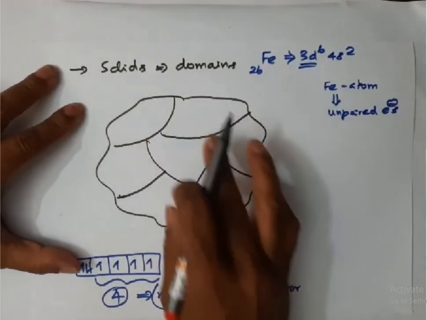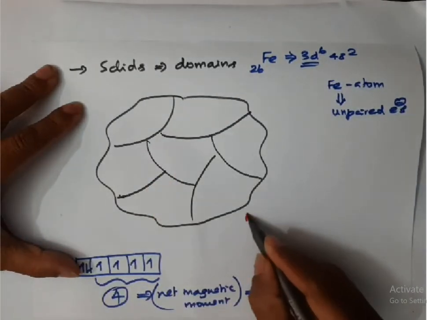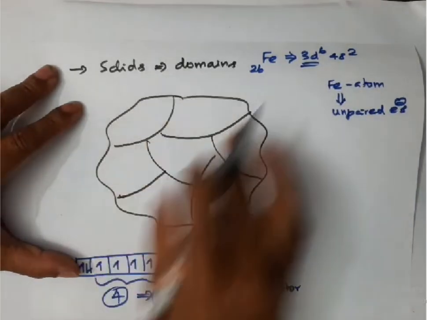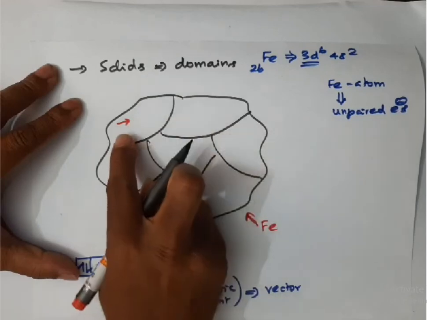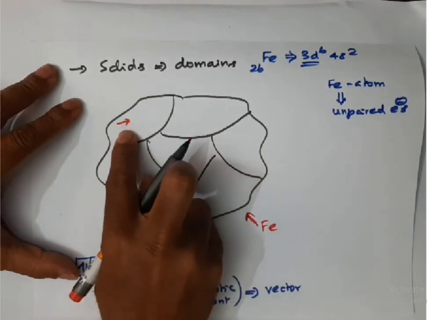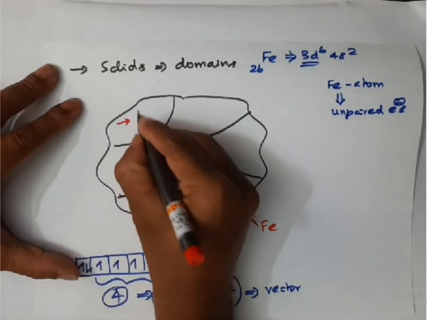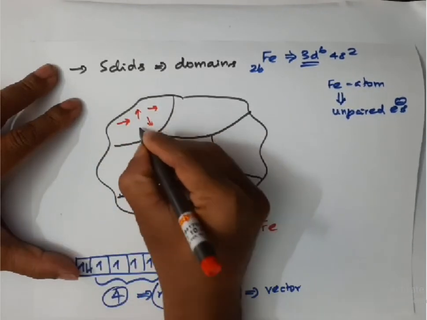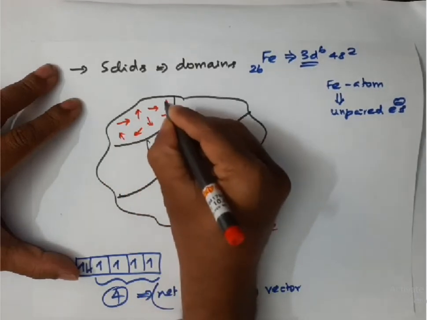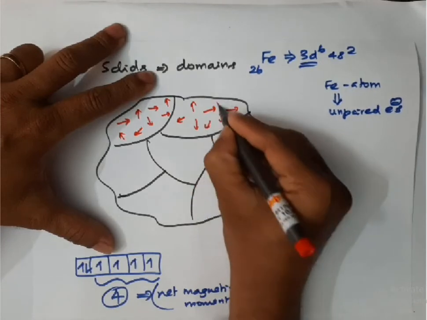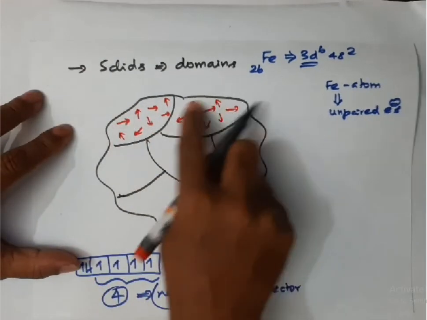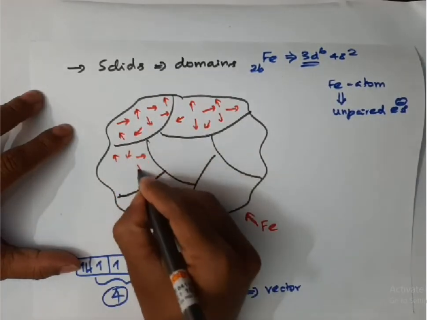Students, observe this carefully. Now I have taken a piece of iron metal, where a lot of iron atoms are there. Each iron atom has a net magnetic moment, and I am going to show that net magnetic moment as a vector. These arrow marks indicate an iron atom with its net magnetic moment. The net magnetic moments are aligned randomly, like this. That's a random arrangement. This is one domain, this is another domain. Like this there are so many domains present in the solid.